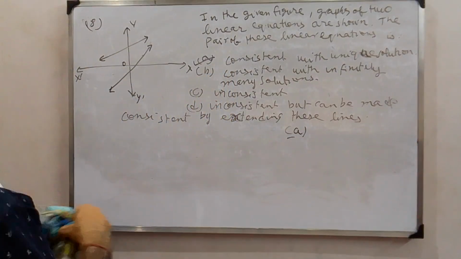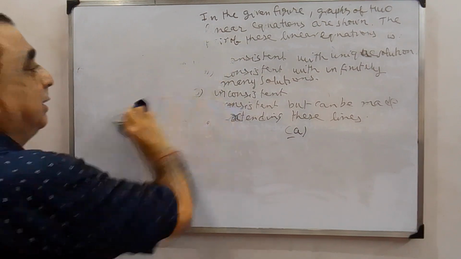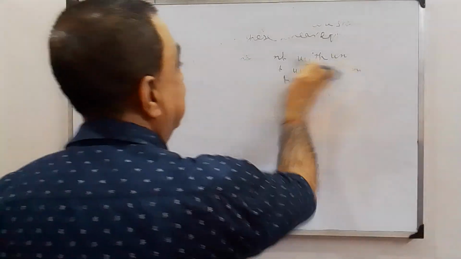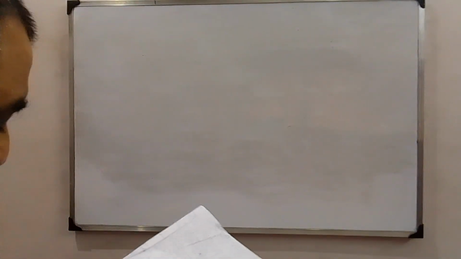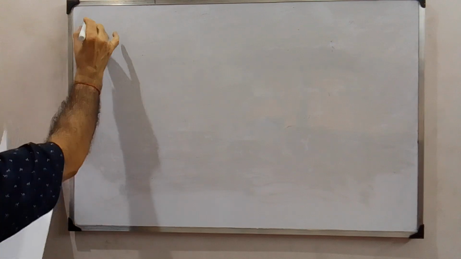Now I am doing question number 19. See here, 19 and 20, what are the questions saying? I am writing the questions on the board. There are two questions, 19 and 20, given. I am writing question 19 first on the board, then explaining what we have to do. Now see here, question 19 is like this.